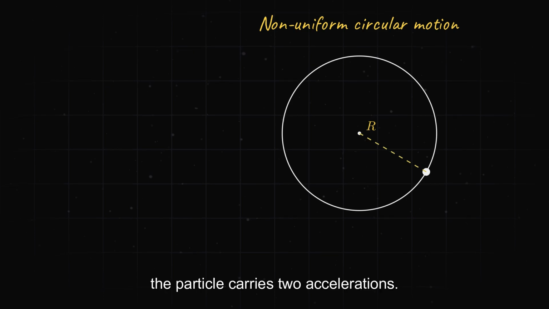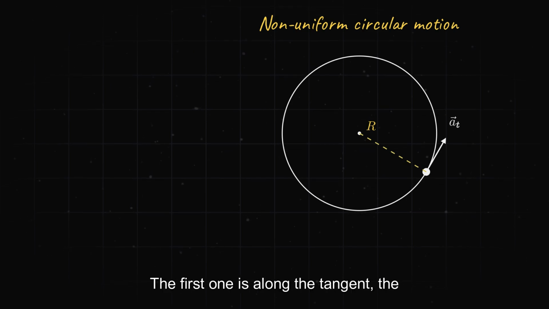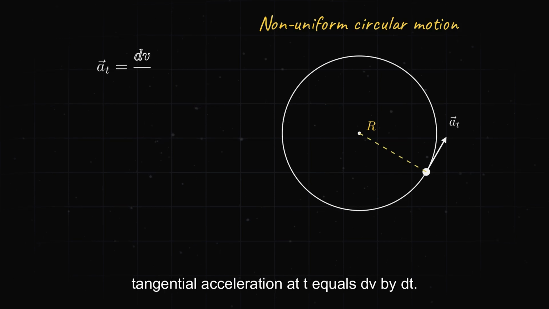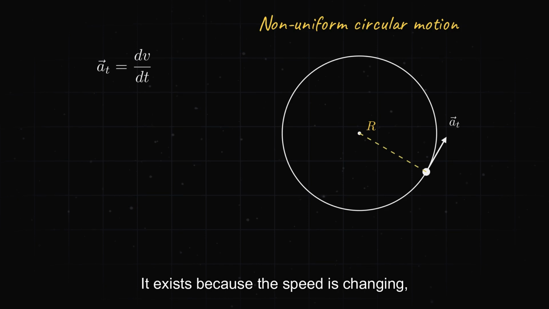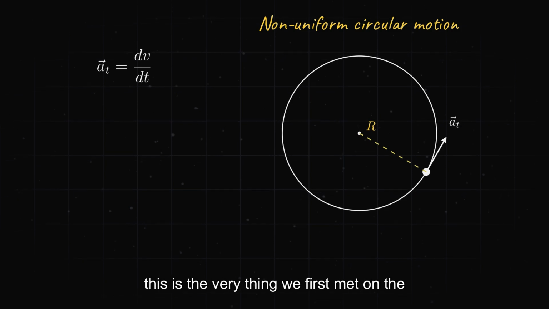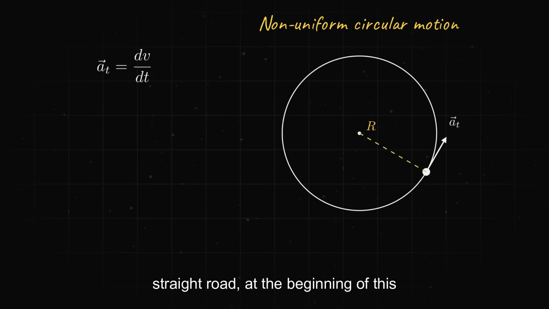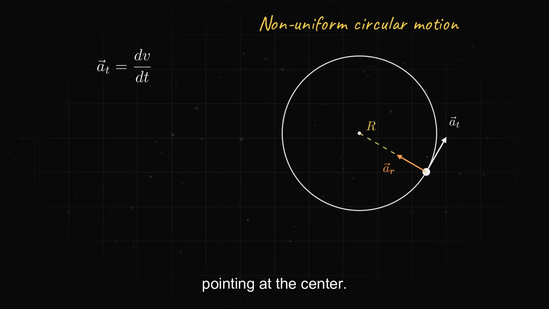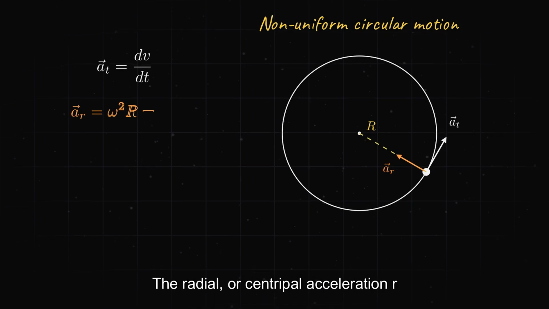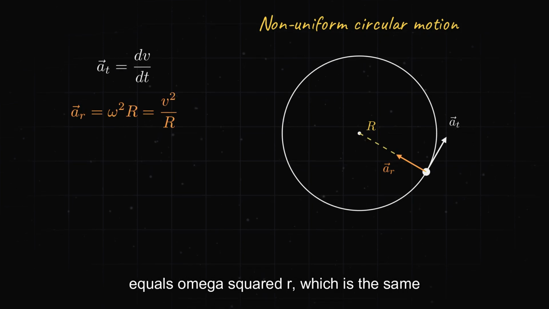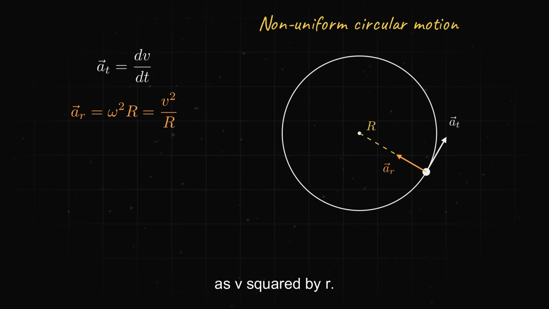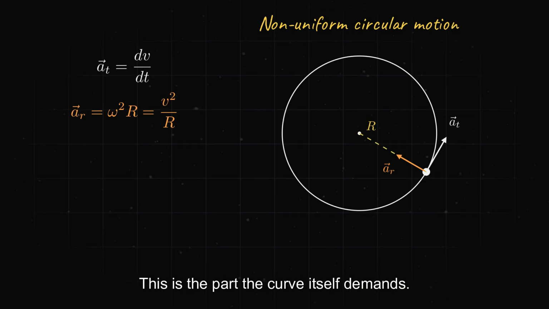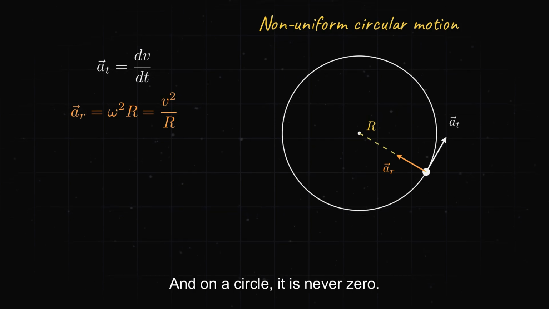At this point, the particle carries two accelerations. The first one is along the tangent, the tangential acceleration a_t equals dv by dt. It exists because the speed is changing. This is the very thing we first met on the straight road, at the beginning of the series. The second one is along the radius, pointing at the center. The radial, or centripetal acceleration a_r equals omega squared r, which is the same as v squared by r. It exists because the direction is changing. This is the part the curve itself demands. And on a circle, it is never zero.